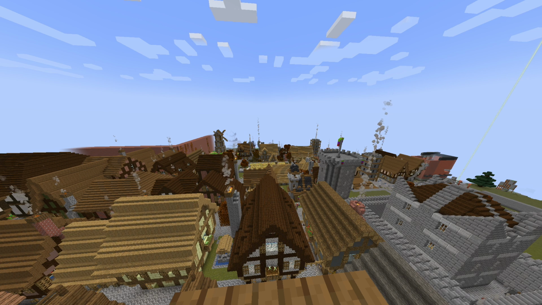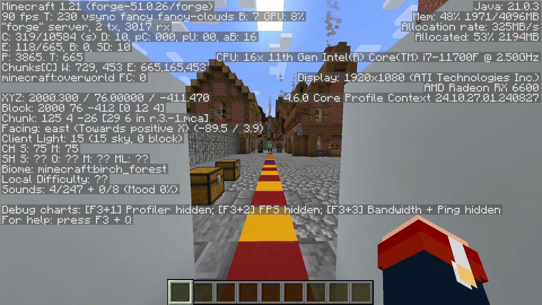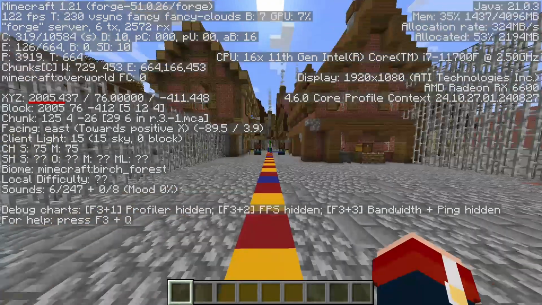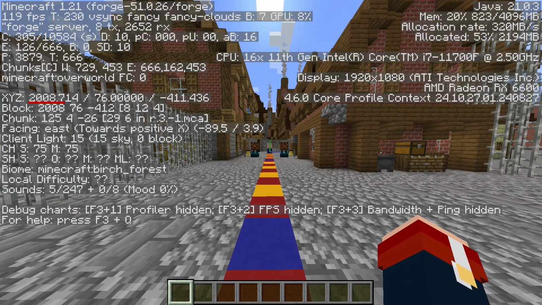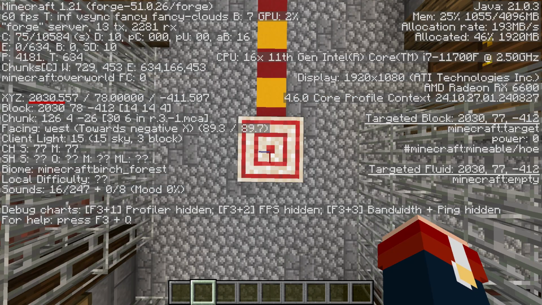To find the velocity of an arrow, we need to measure the distance it travels. In Minecraft, you can do this using coordinates. On the middle left of my screen, we have the XYZ coordinates. As I walk towards my target, my X coordinate increases. I will be shooting the arrow from X 2000 and the target block will be at X 2030.